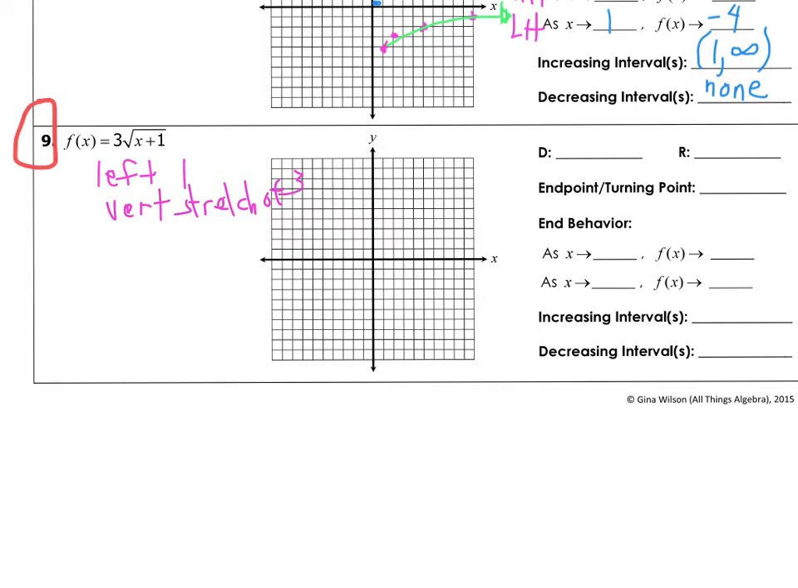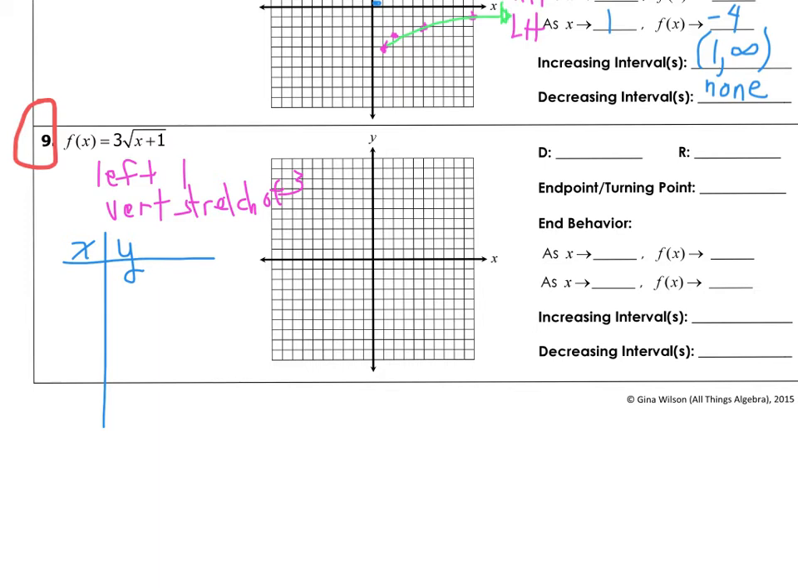Sorry, the handwriting looks terrible. But there you go. All right. So typically when I have a reflection or a vertical stretch or shrink, I'm going to use a table of values. So I'm going to do an XY table, and you're going to use your endpoint or your turning point to determine what values of x you choose.